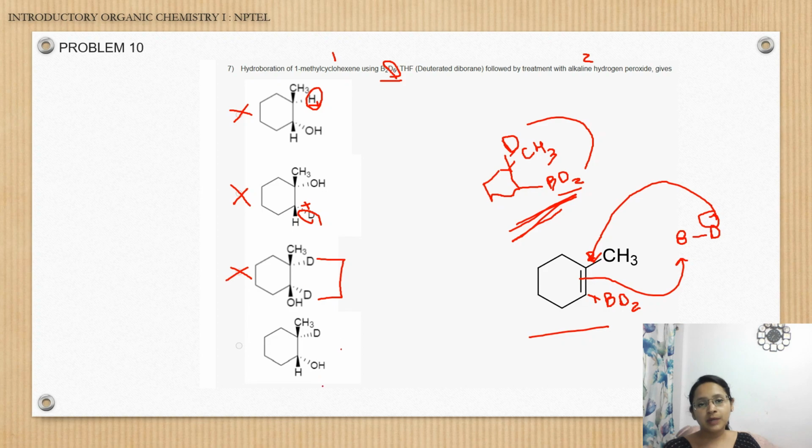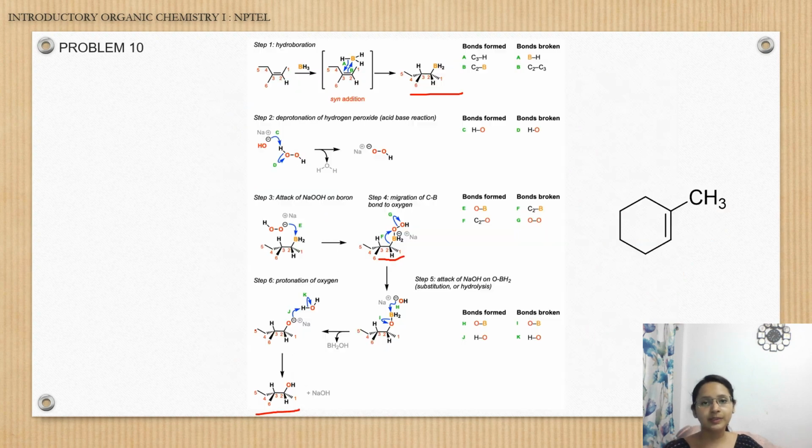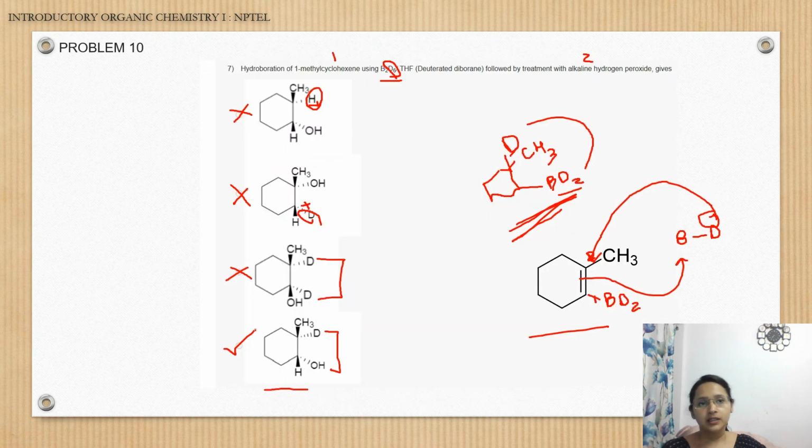Now coming to this part, this is the possible product. Why? Because here deuterium and OH positions are right. The syn addition is reflected, so that is why the correct option will be option number 4. So option number 4 will be the correct answer. So is it clear to all of you?